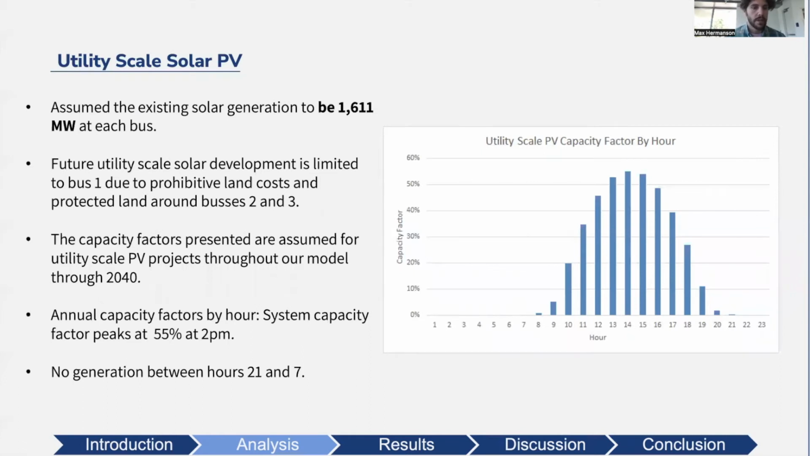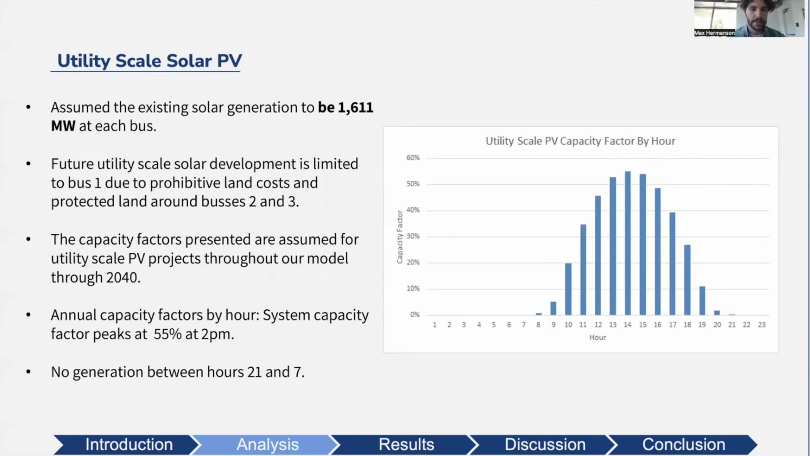So for our utility scale PV model, we assumed about 1,600 megawatts at each bus. For our future development of solar, we were limited in geographic space to construct only at bus 1, since land costs were too restricted for building on buses 2 and 3.